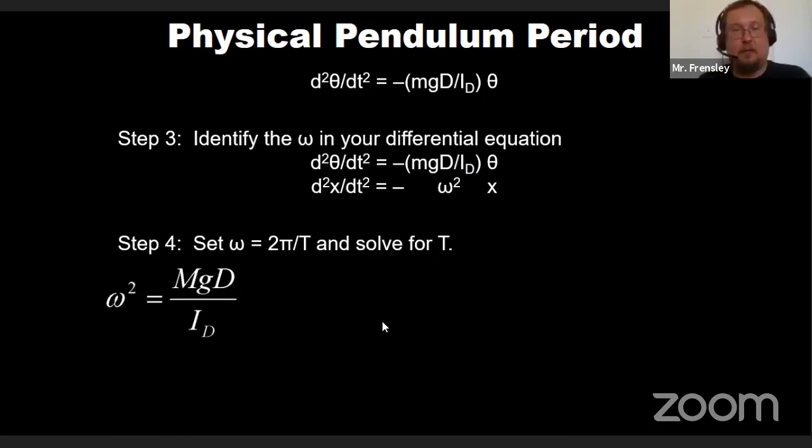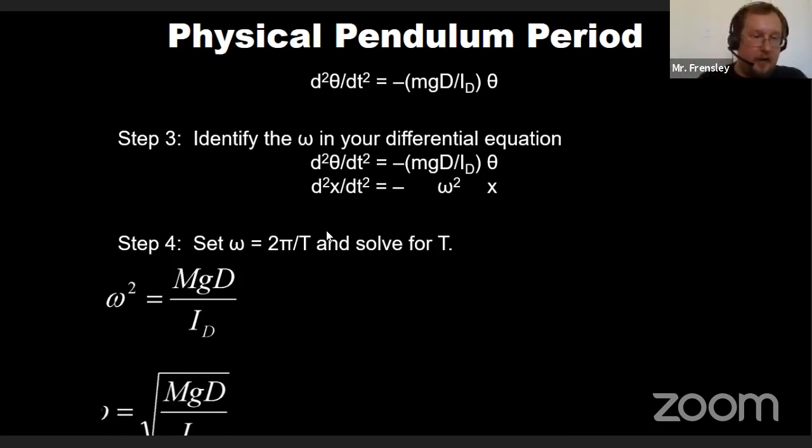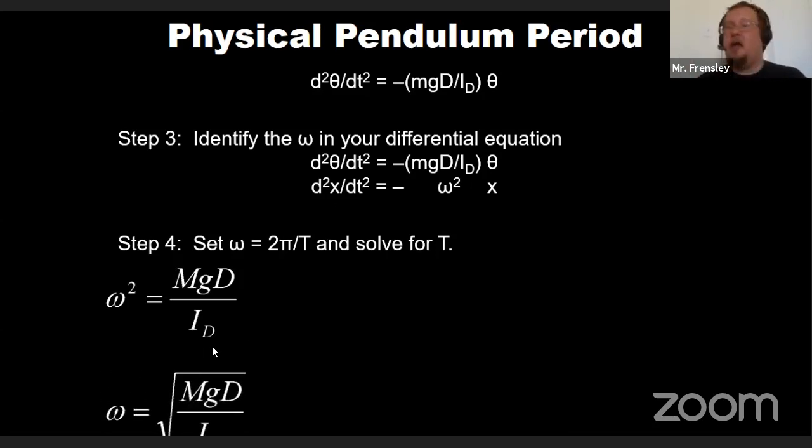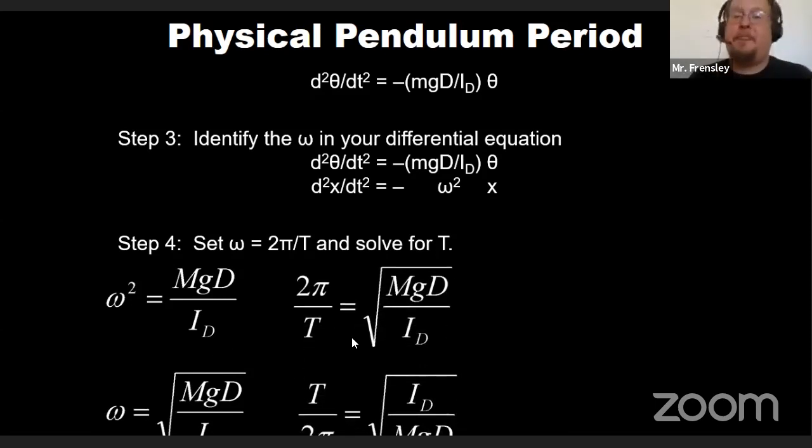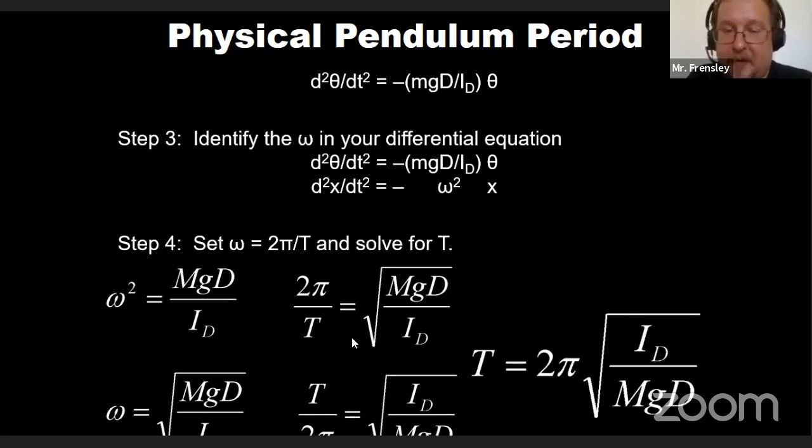I'm not even consistent with capital and lowercase letters. Please, when you do the AP exam, be consistent between whether it's capital or lowercase m, or whatever other letter you're using. All right, square root. Let's sing this song again. Omega is 2 pi over the period. Flip both sides. That's the period of a physical pendulum.